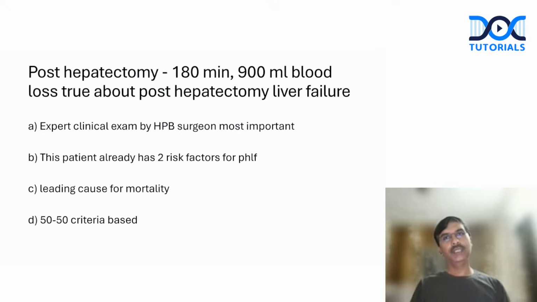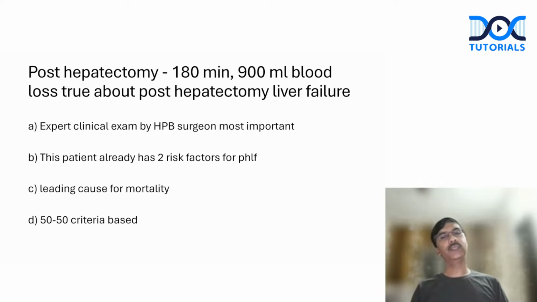So there was one question regarding post-hepatectomy liver failure, which was not very clear. So I just made up some of the choices. The question said that the hepatectomy lasted for 180 minutes and 900 ml was the intraoperative blood loss. What is true about the post-operative liver failure in this patient? Expert clinical examination by an HPB surgeon is most important to identify or classify or diagnose a post-operative liver failure.